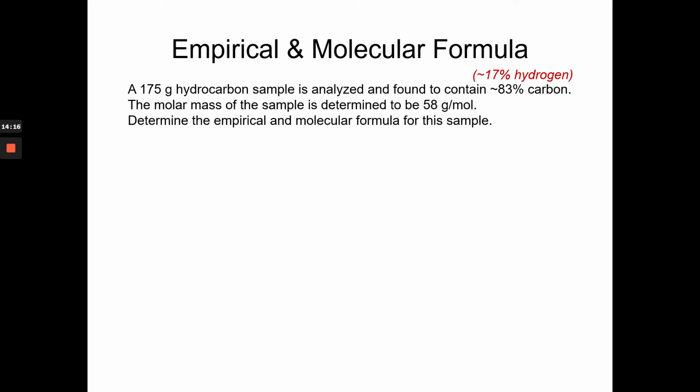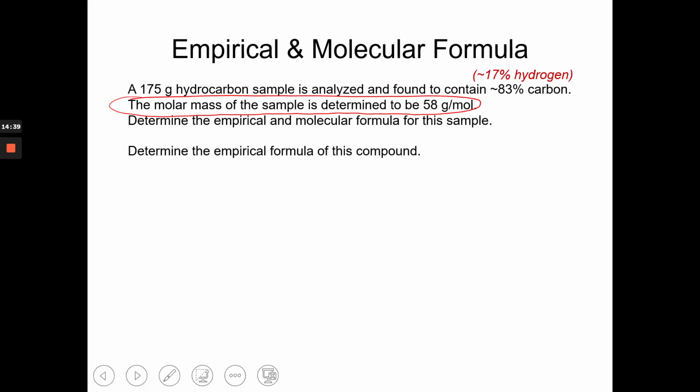Now, that first line is the only thing we need to get the empirical formula. Once we have the empirical formula, then we're going to use the information in the second line, the molar mass of the sample is 58 grams per mole, to get the molecular formula. Okay? Let me show you what I'm talking about here.